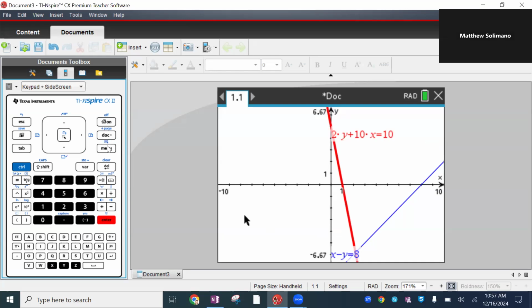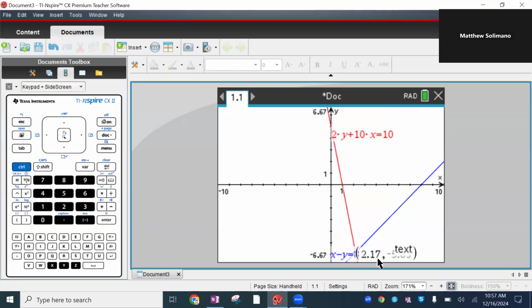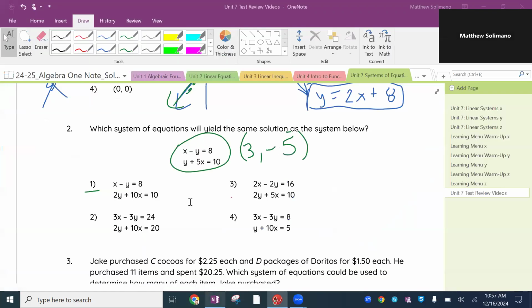Well, that looks close. Let's see. Menu, analyze graph, intersection. I was looking for (3, -5). This is not (3, -5), right? Those are decimals. It's close, but not (3, -5). They made that one close. So if you were just trying to guess, it looked about the same. But if you actually use the calculator, it's 2.7 and -5.83. So this one was not right, 2.7, right? It was not the same as 3. So number 1 is wrong.